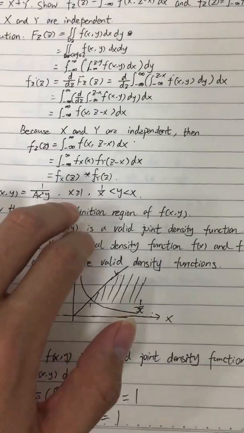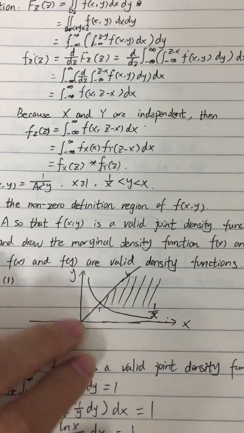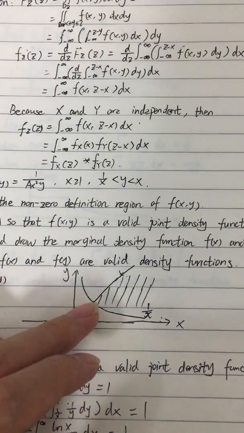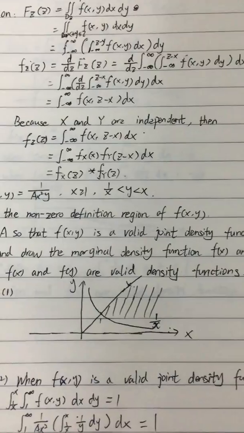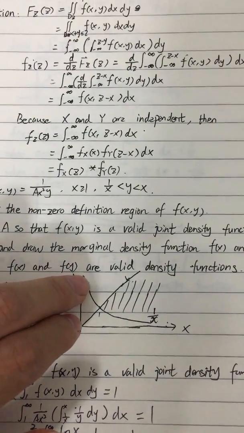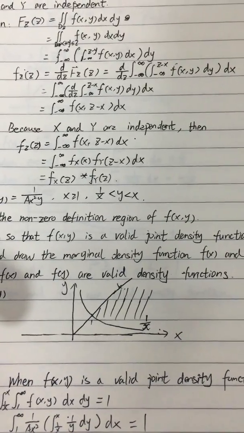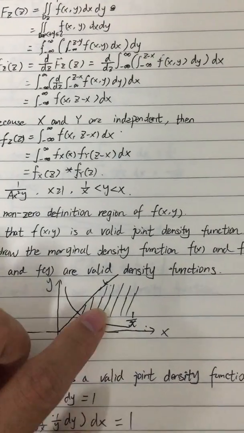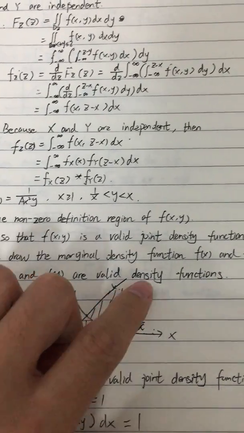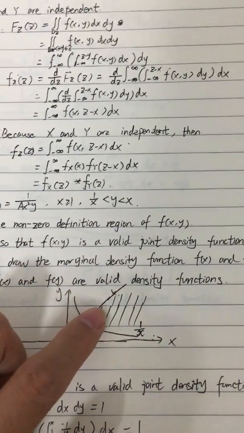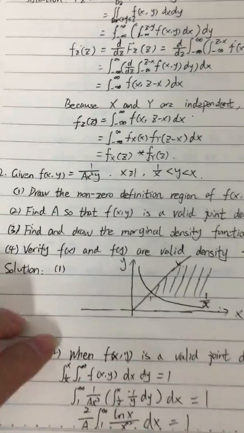From this function and the area of x and y, we can easily draw the figure like this. This straight line is y equal to x. And this curve is y equal to 1 on x. So we can say that this shaded area is the non-zero definition region of f(x,y).